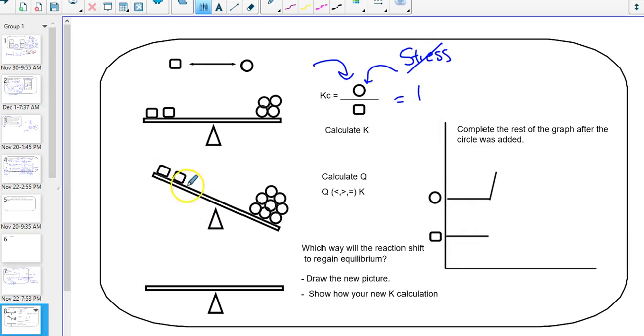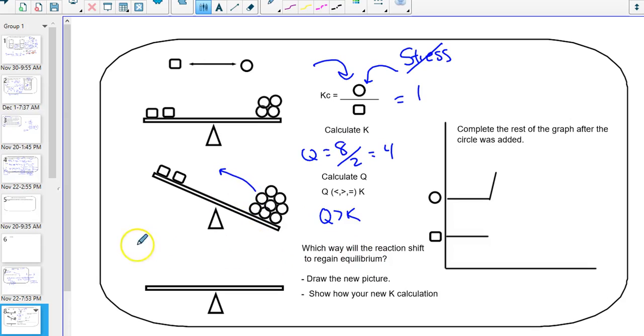Alright, so now I've got 2. My Q here is going to be my products over reactants. So I've got 1, 2, 3, 4, 5, 6, 7, 8. I've got 8 over 2, which is 4. So now my Q is bigger than my K. Which way will it shift to regain equilibrium? It's going to shift that way. I have too much product.